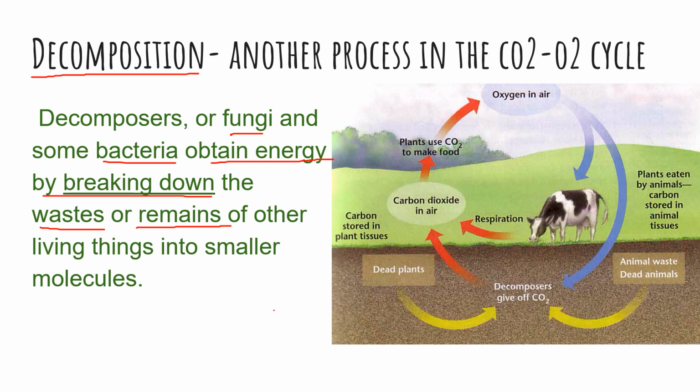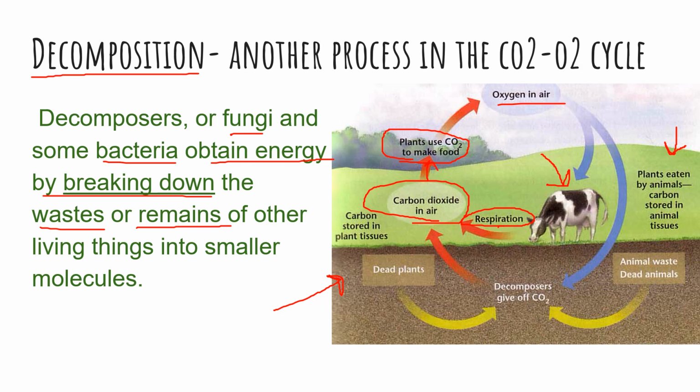This picture over here does a really good job showing you all the different parts of the cycle. So I'm going to quickly go through that. This is the photosynthesis process up here, where the plants use carbon dioxide to make their food. We have the oxygen in the air. Over here with the cow is the respiration process. The description is actually here. Plants are eaten by the animals, carbon stored in the animal tissues, and then when they breathe out, the carbon dioxide is released back into the air. That's here. And then it goes back in to feed the plants.